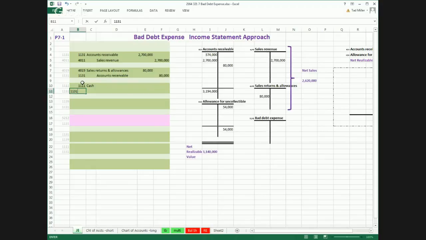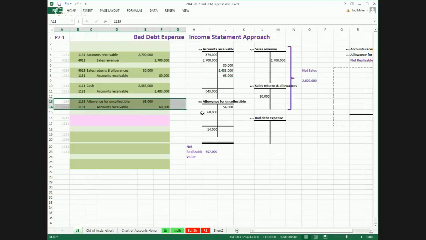The problem goes on to say that we collect $2,483,000. Okay, so you can see the balance in our accounts receivable constantly changing for these transactions. Then it says that we write off accounts of $68,000, and so we write off their account. I want you to notice two things: that this entry, this writing off of an account, has no effect on net income. These are both balance sheet accounts.